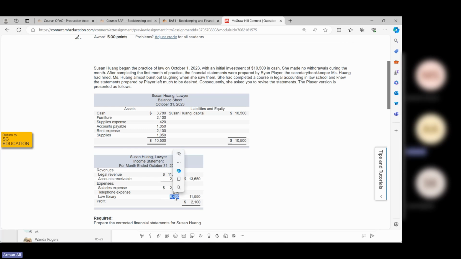So maybe she has to pay for it. So it's an expense because it's on a day-to-day basis. What is the difference between an expense and an asset? For example, supplies expense and supplies. I mean, that's just weird, right? Because it says expense, so it's an expense.